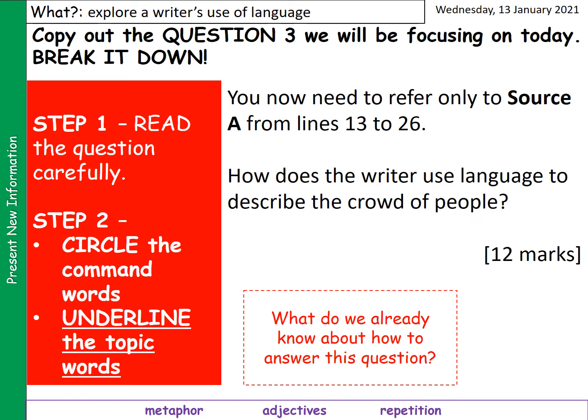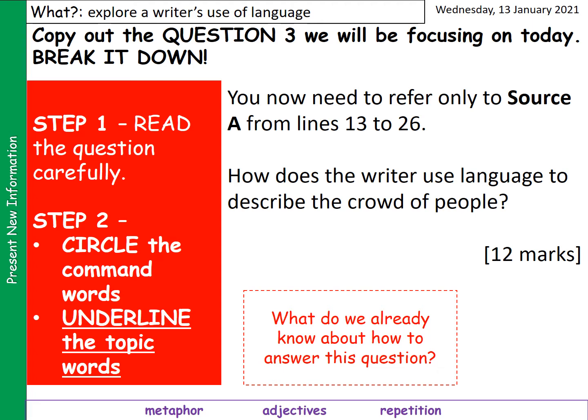Okay, so we're looking at question 3 today. Question 3 will give you a specific part of the text to look at. So it asks you to only refer to source A from lines 13 to 26. So what I want you to do is to copy out the question, as we've been doing for the past couple of weeks, and then break it down. Circle the command words, the words that tell you what you need to do, and underline the topic words, the words that tell you what you need to be writing about.